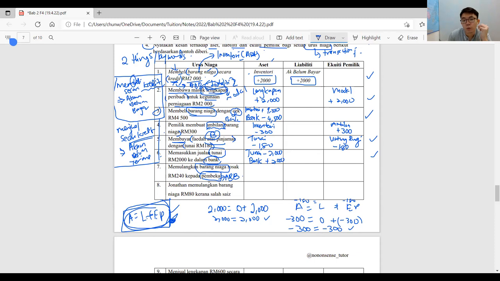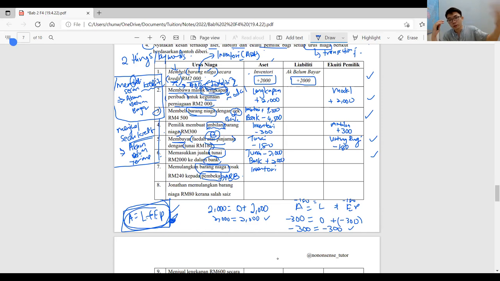Right? So when you say memulangkan barang, that means inventory. So when you say memulangkan barang, meaning you now return your inventory. Let's say you buy a new shoe and they found that your new shoes sudah rosak. Okay, so when it's rosak, you will go for a refund or a return. Okay, so you return the shoe back to the store.